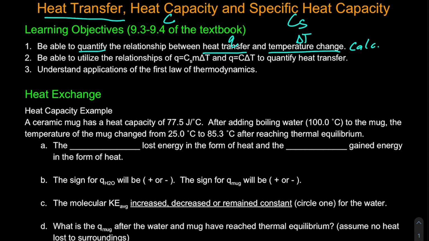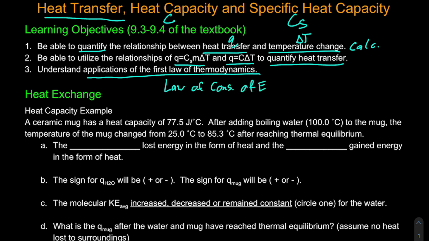Now, as we're doing this, we want to think, what are the equations that we're going to utilize? We're going to use these two equations here, Q equals Cm delta T and Q equals C delta T, to quantify the heat transferred between two objects that are at different temperatures. We want to be able to understand the applications of how we use the first law of thermodynamics, reminding us that that is the law of conservation of energy. So we're looking at energy being conserved as that energy is transferred.